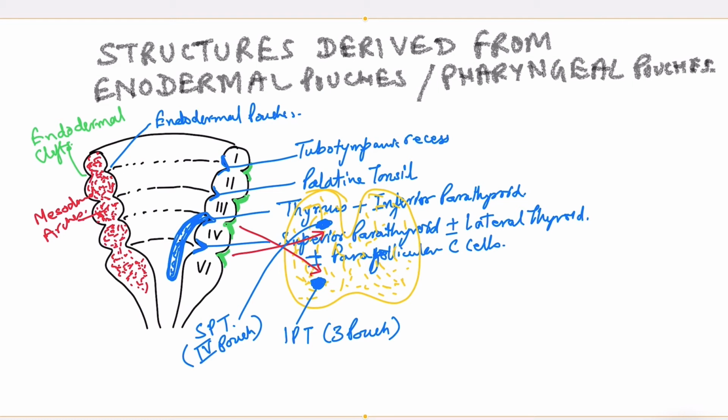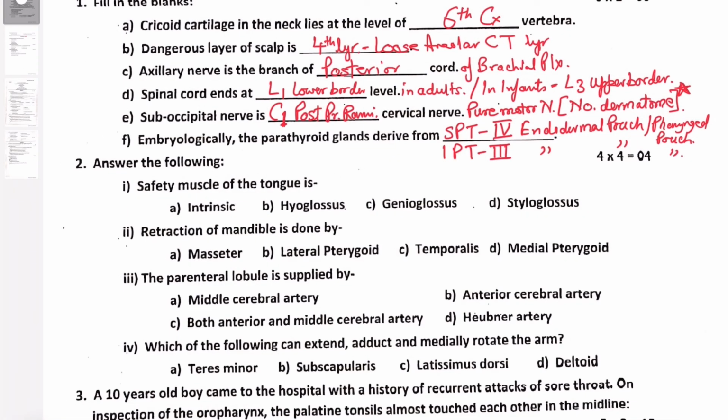So it is because of the descent of the thymus that the third endodermal pouch cells descend to form the inferior parathyroid, right? Okay. Now we're going to solve these MCQs. There are only 4 MCQs. The question number 1 here is: safety muscle of the tongue is.